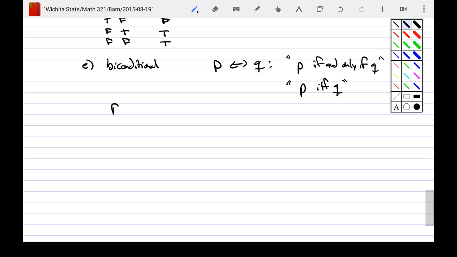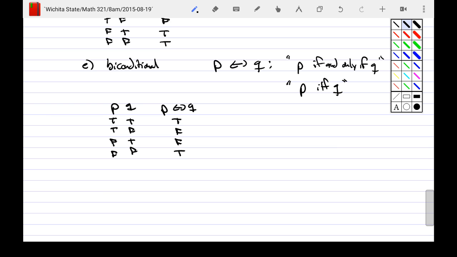This one, on the other hand, is P, Q. True, true, false, false, true, false, true, false. P, if and only if Q, is true, false, false, true. What do I mean? I mean that they are the same thing.